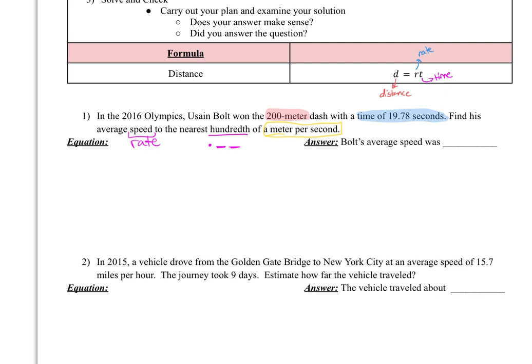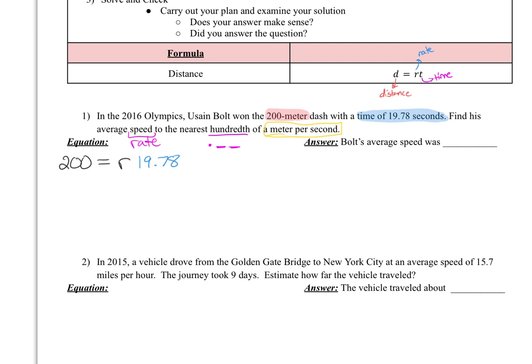So now let's plug it in. We know the distance, so I'm going to put 200 equals, and I'm just copying my formula. Distance was 200, equal sign. The rate, I don't know it. They're asking me for it, so I'm going to leave it as R. And then my time is 19.78.